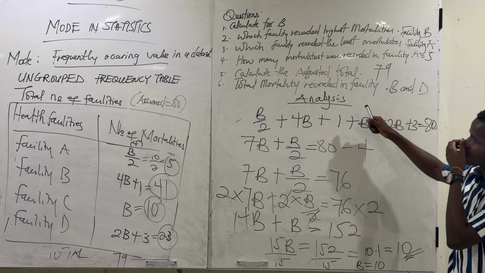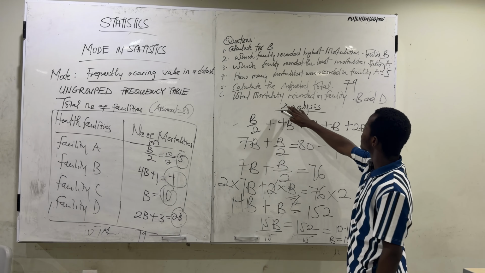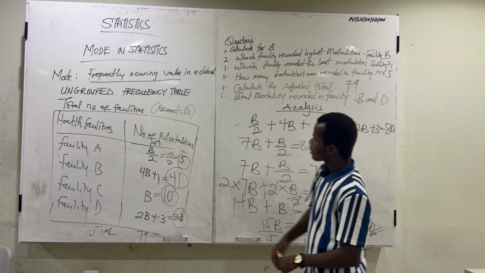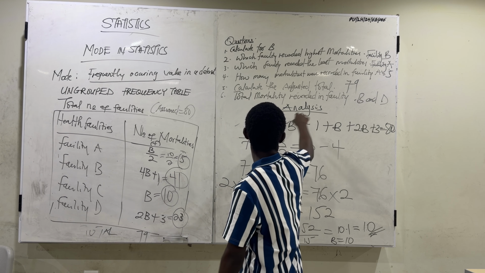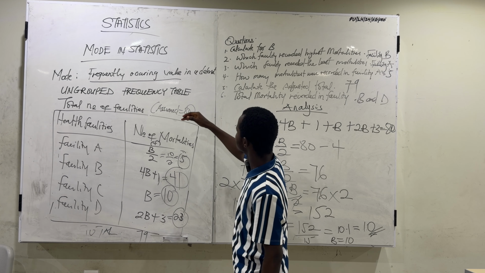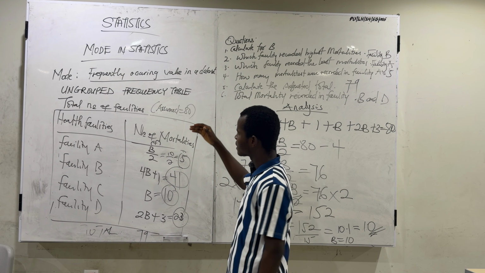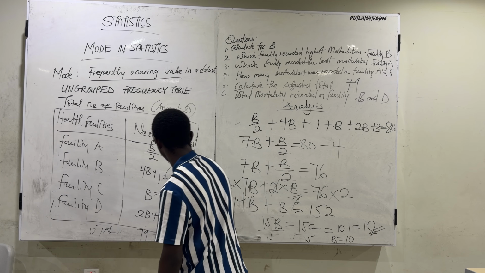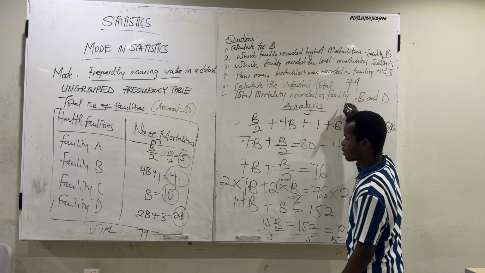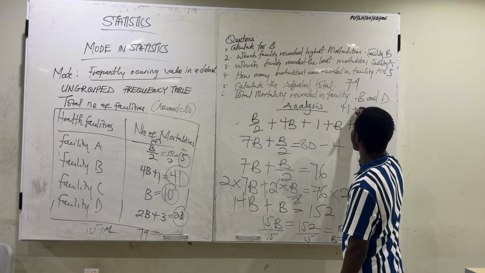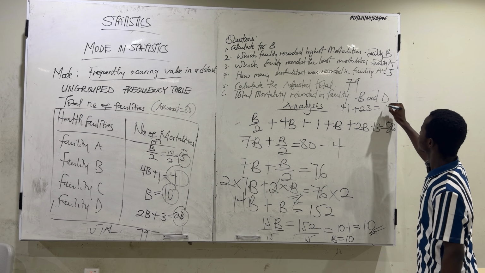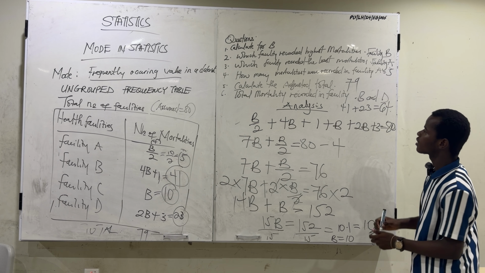And then the last question is the total mortality recorded in facility B and D. So for this one, you're going to get the summation of the frequency of facility B and facility D. So facility B, we had 41, and then facility D is 23. So it's going to be 41 plus 23 for this question, which is 64. All right.